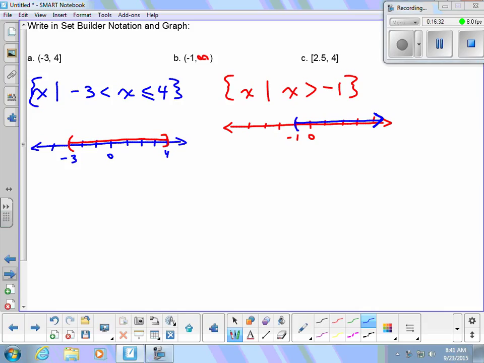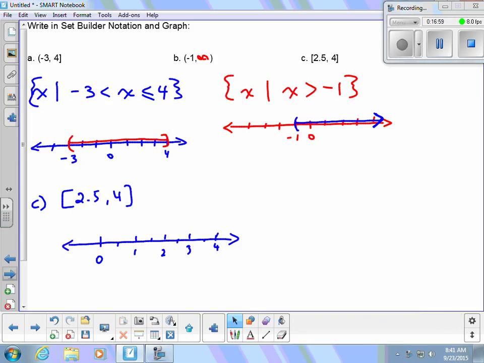Then let's look at C. I'll just rewrite it down here. It's a closed interval from 2.5 to 4. So on a number line, we may have to do something like this, where we're showing the midpoints between values as well. Again, this one's a closed interval, so we'll use the square brackets, and we're going from 2.5 to 4, and darken, use another color, something to show that interval standing out from the number line.